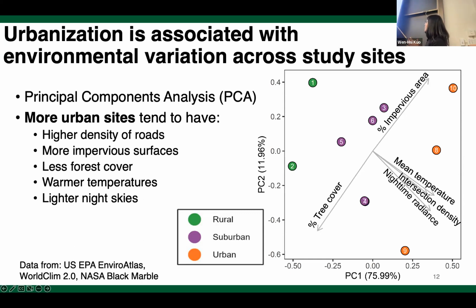And so really just to summarize what to even get from this graph, this PCA is that urban plots have higher density of roads, they have more impervious surfaces, they have less forest cover, warmer temperatures, and lighter night skies. And the point of this PCA is just to verify that yes, not only do these sites differ in percent built environment, but they differ in all these other environmental variables as well.